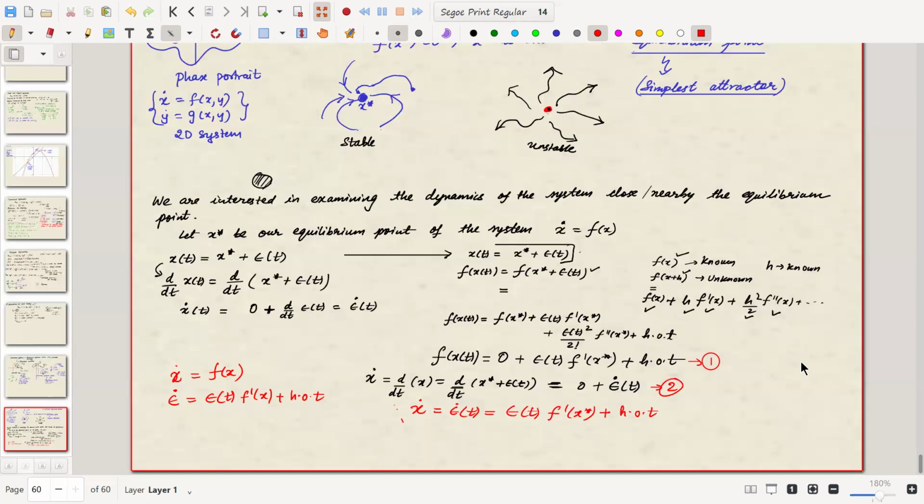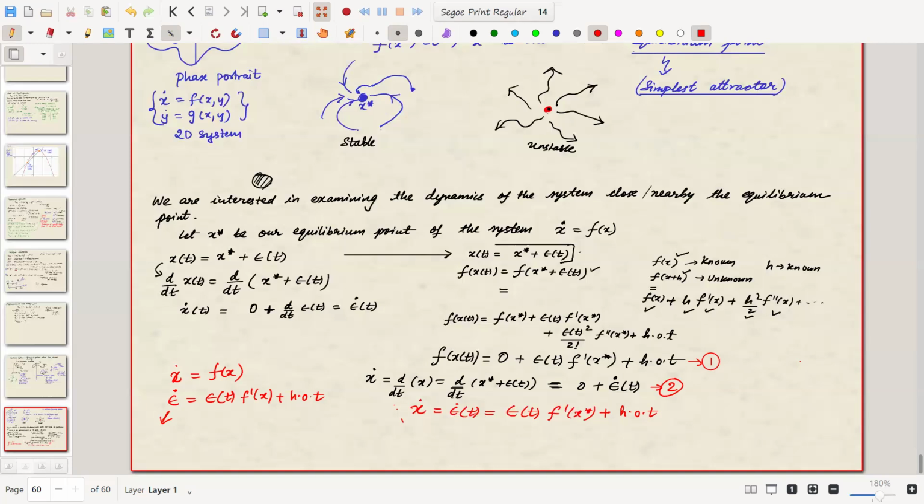What is this guy? This is the rate of change of your perturbation. Epsilon dot is the rate of change of perturbation, and that is equal to the perturbation times the derivative. Yes, you got it. So you don't just worry about these equations. You should not worry about the equations. You should just take the juice out of these equations. What is the juice out of this equation?